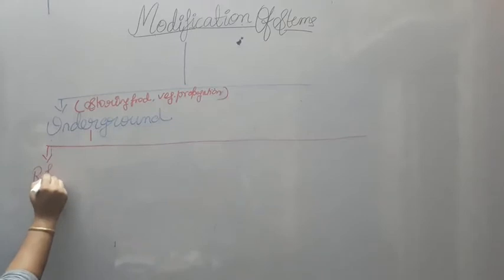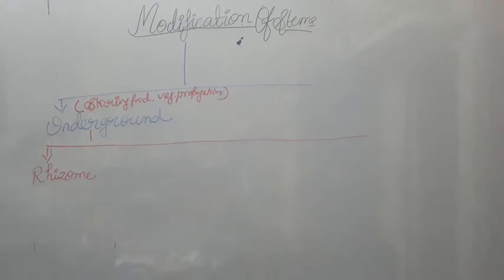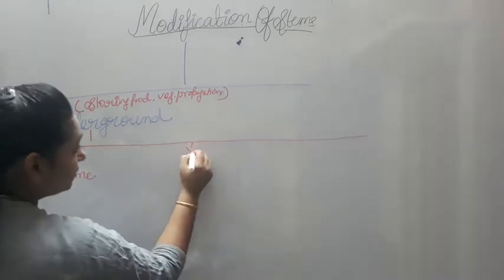This is further divided into four different parts. One is called rhizome. So one of its features is the rhizome. Then we have tuber.